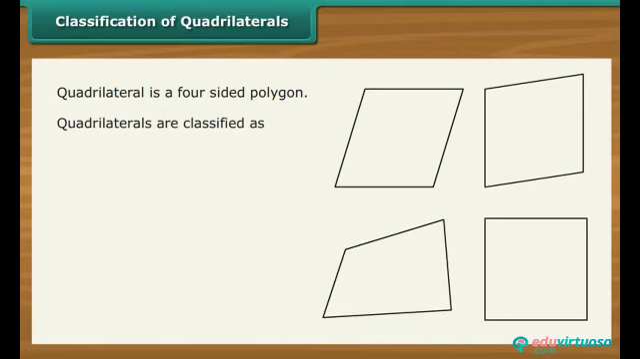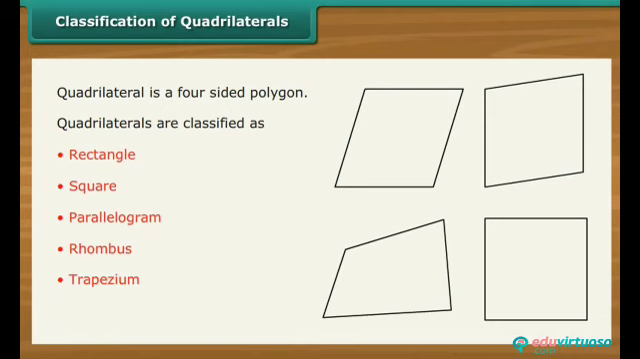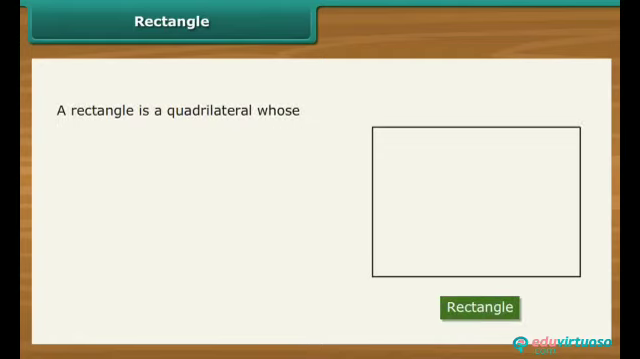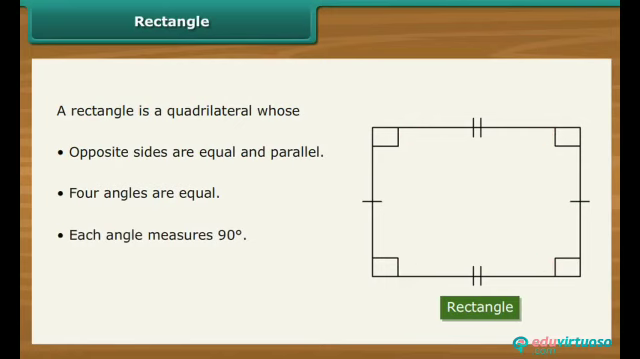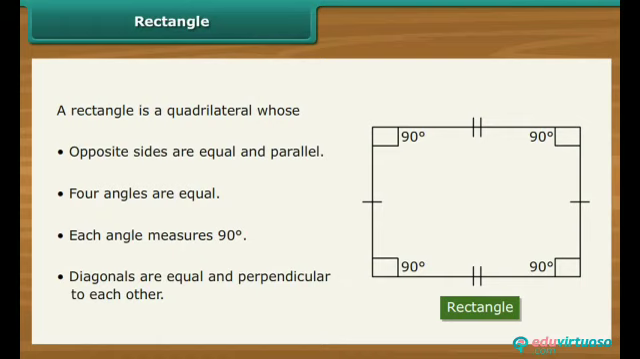Quadrilaterals are classified as rectangle, square, parallelogram, rhombus, trapezium. Let us learn the properties of each. Rectangle. A rectangle is a quadrilateral whose opposite sides are equal and parallel, whose four angles are equal, whose each angle measures 90 degrees, whose diagonals are equal and perpendicular to each other.